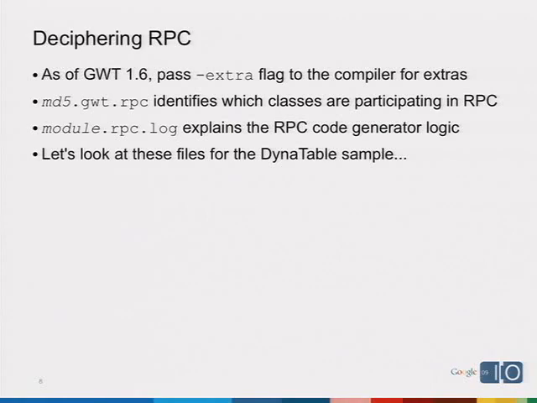The RPC code generator, as part of GWT, actually produces files to help you understand what is going into the RPC serializer code. And so it allows you to make better decisions about exactly how to define your RPC interfaces, where to use broader polymorphism or more specific types in your RPC interfaces, and use the new feature in GWT 2.0, which is RPC blacklisting.